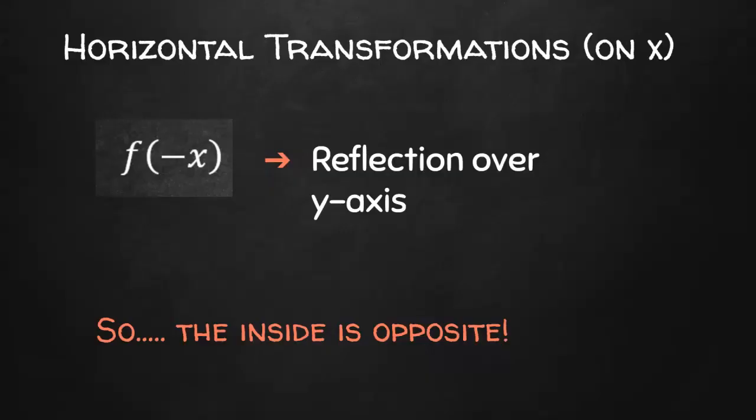Now, if you have a minus sign inside of your function, you are reflecting over the y-axis, almost like a revolving door. So any transformation that happens on your x, any horizontal transformation, is inside of your function. And so what we had thought about with the vertical transformations is actually opposite for horizontal. So what you see for horizontal inside, it's always the opposite.